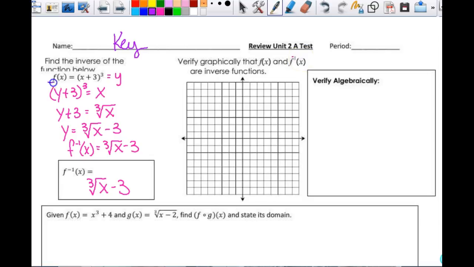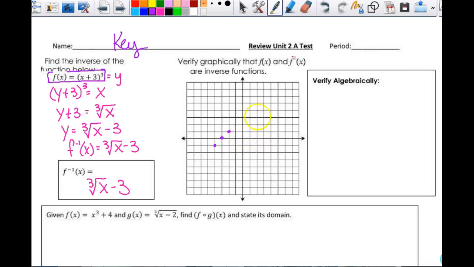I'm going to start by graphing the original. This is a cubic function. There are no stretches or compressions. There's just a translation to the left 3. So 3 of my anchor points are at 0, 0, 1, 1, and negative 1, negative 1. So that's 0, 0. I translate to the left 3. And then these two just follow since there's no stretches or compressions.